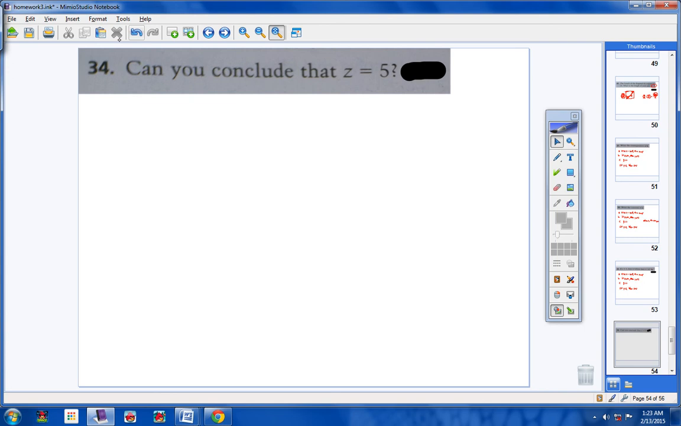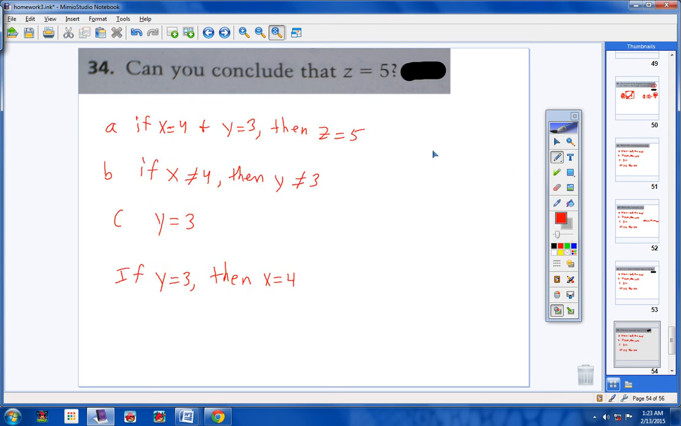But look at this. Can you conclude that z equals 5? Yes, you can. How, Mr. Earhart? Well, look. Remember, we're assuming all of our given was true. Thus, my contrapositive is true. Look, guys, if x equals 4 and y equals 3, then z equals what? 5. Well, look down here. If y equals 3, then x equals 4. Okay? Well, look what C says. Y equals what? 3. Right here.